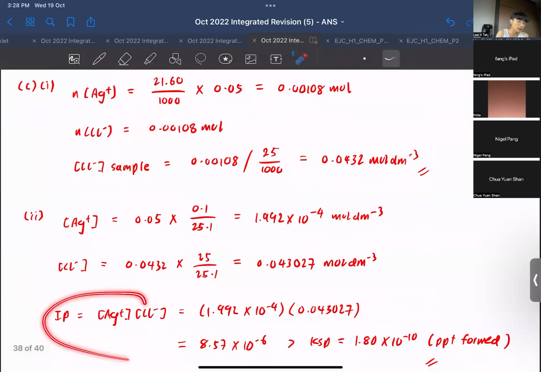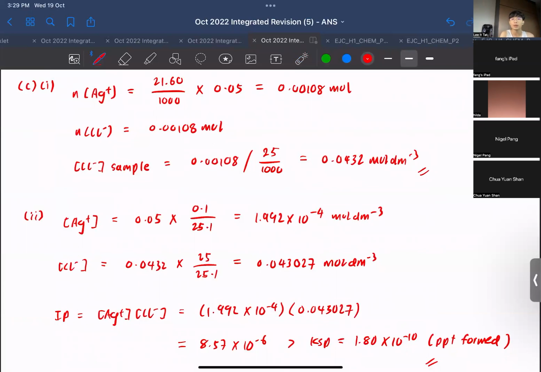So again, you shouldn't even be starting with IP more than KSP at the start. In fact, I don't know how you're going to start with that, even if you did so. I have no idea how you will start with that without any calculations. So that is for part 2. That's how we can prove it.